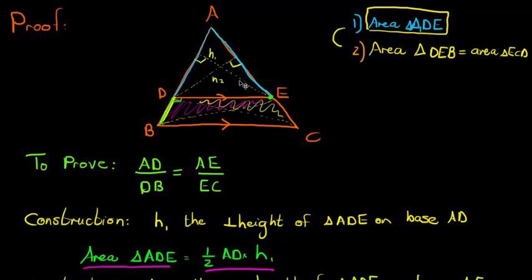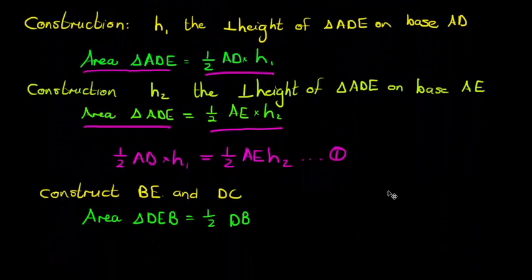Okay, so now you can see that H1 is the perpendicular height that E is above the line DB, or if I just extend DB to A, you can see that. If I wanted to get the perpendicular height for this one, it would then be H2.